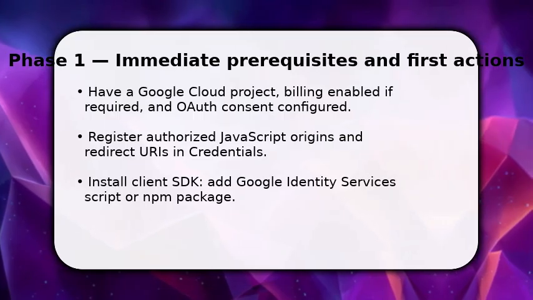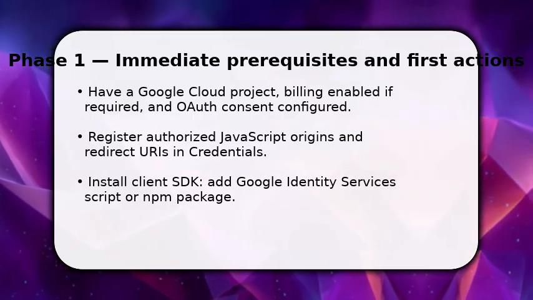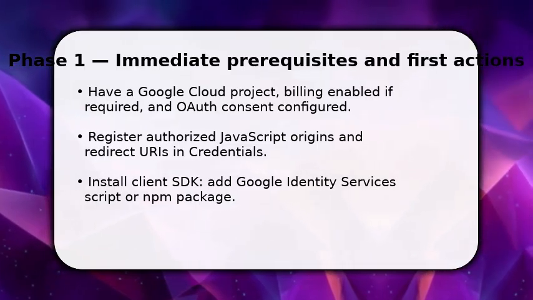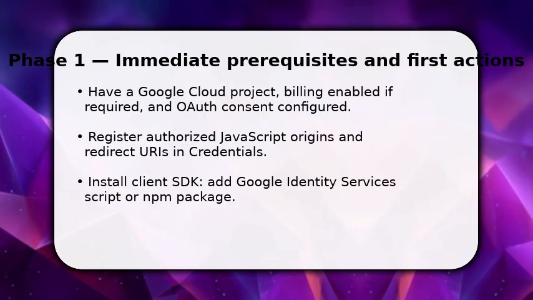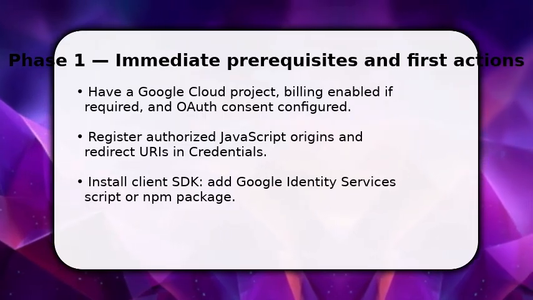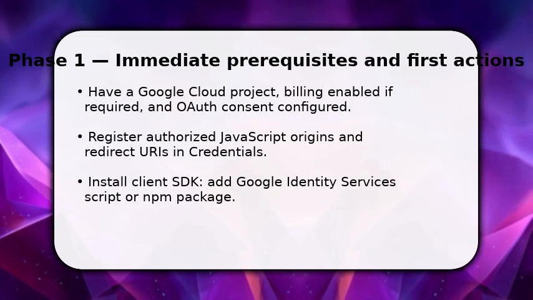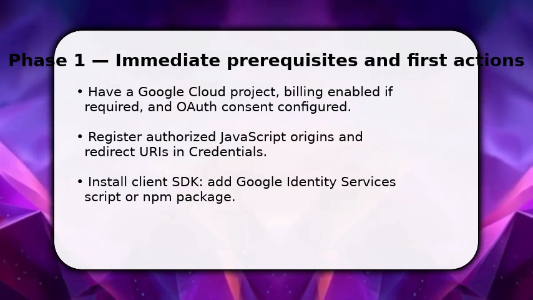This prevents redirect errors. Now add the Google Identity Services client to your site, either via the hosted script tag or by installing the NPM package. Once done, you'll have a client ID. Make sure to keep it visible to the front end and pair it with secure backend token verification later.